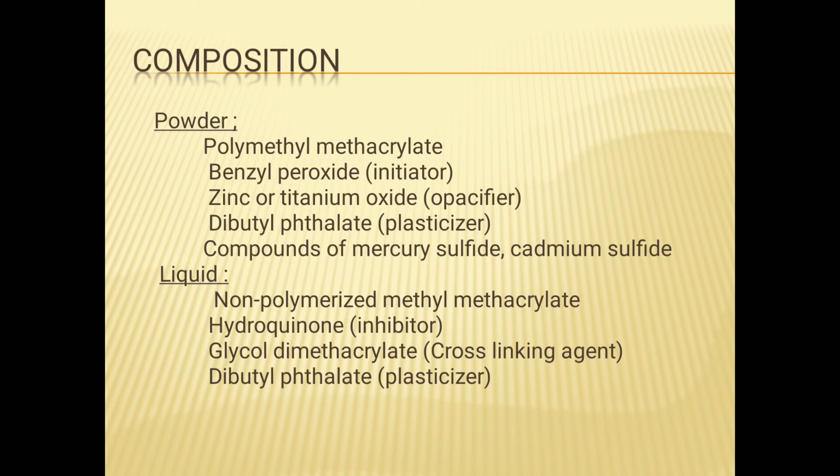Composition includes powder consisting of polymethyl methacrylate. Remember, powder consists of polymethyl methacrylate, not methyl methacrylate. Powder consists of polymethyl methacrylate, benzoyl peroxide, which acts as an initiator, dibutyl phthalate, which acts as a plasticizer, and compounds of mercuric sulfide and cadmium sulfide. Whereas liquid consists of non-polymerized methyl methacrylate, hydroquinone, which acts as inhibitor, and glycol dimethacrylate, which acts as cross-linking agent, and dibutyl phthalate plasticizer. So plasticizer will be common both in powder and liquid.